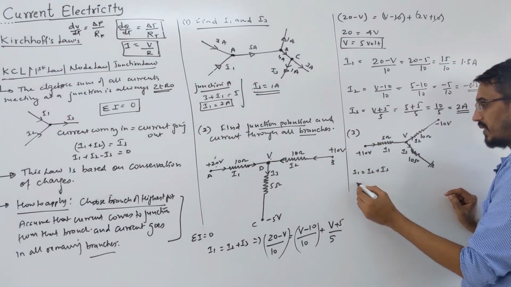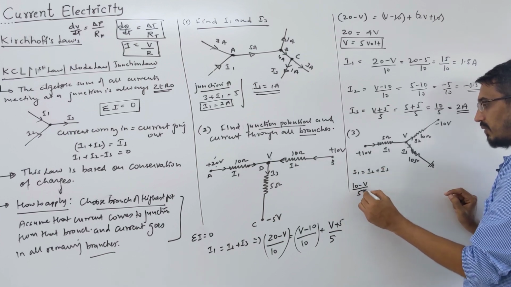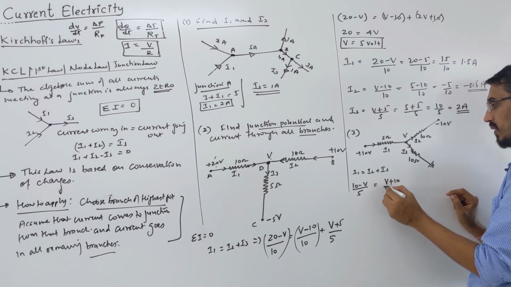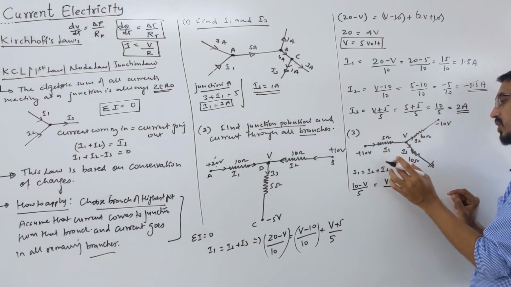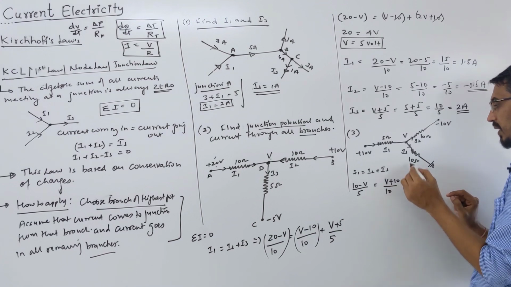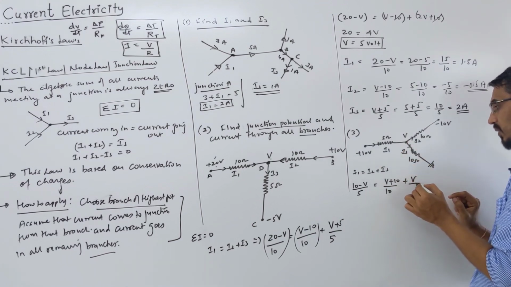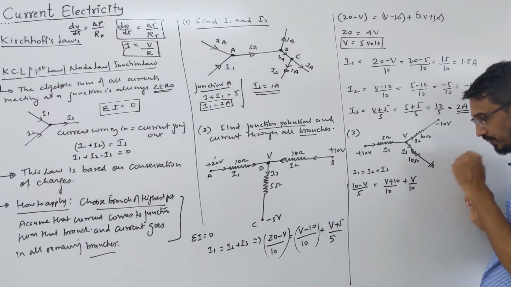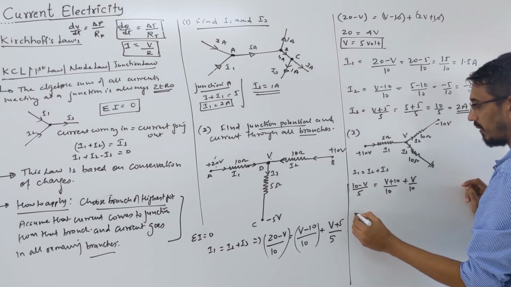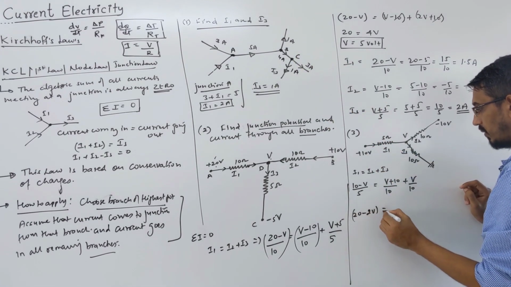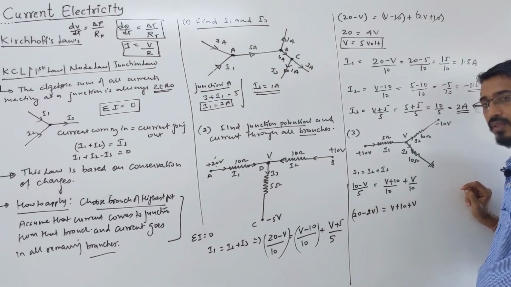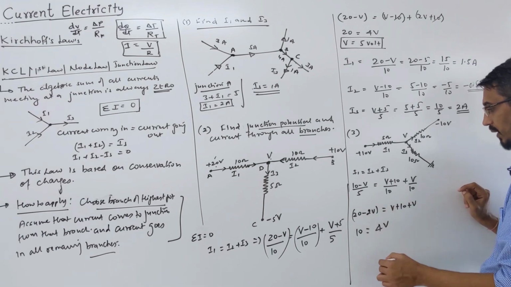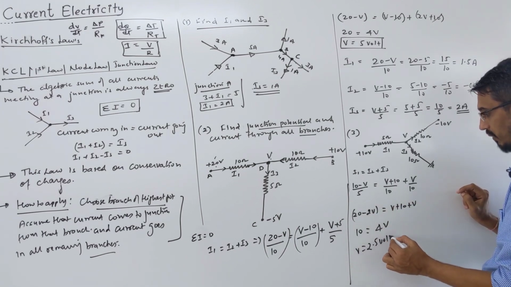What is I1? Potential difference means (10 minus V) by resistance, which is 5. I2's potential difference means (V minus 10), plus 10, divided by resistance 10, plus V by 10, which is 0. Multiply the whole equation by 10: 20 minus 2V equals V plus 10 plus V. The 10 goes to the other side and 2V plus V becomes 4V. So V becomes 2.5 volt.